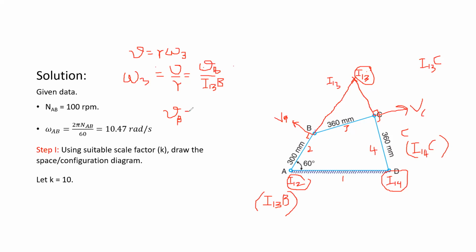VB equal to V is equal to R omega. What is radius? Radius is nothing but distance between point B and the ICR of link 2. क्योंकि point B को हम कहाँ assume कर रहे हैं? link 2 पे. link 2 का ICR कौन सा है? I12. ठीक है, सो रेडियस विल बी I12 से पॉइंट बी का डिस्टेंस.